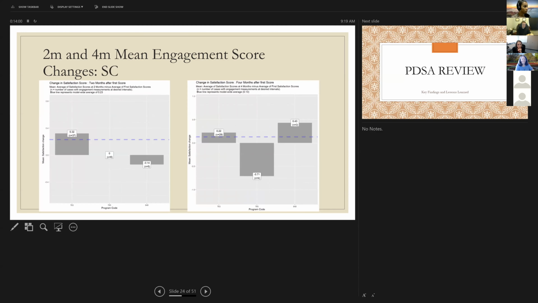For SafeCare, we see a slightly different trend. In this case, both of them were increasing as well. We just see greater increase at 2 months relative to 4 months across those programs.